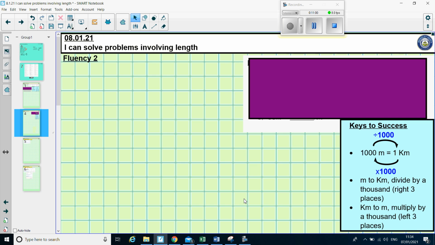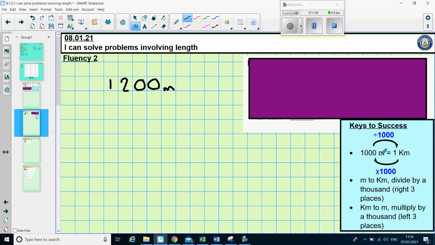Okay, so Fluency 2, we're looking at converting between metres and kilometres. And the important thing to know here is that there are 1,000 metres in a kilometre. Okay, so this is similar to when you've been converting between grams and kilograms, and when you've been converting between millilitres and litres earlier in the week. And if you notice, all of those words start with the word kilo. Kilo means 1,000.